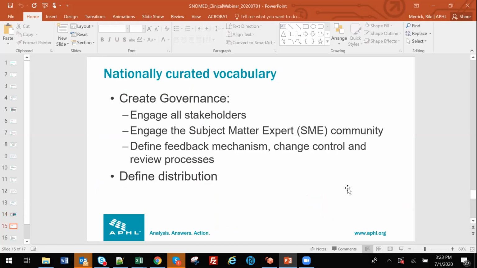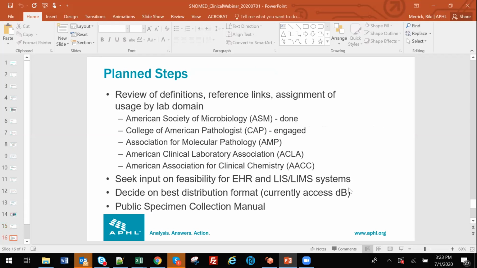So we're working on creating governance for this. We've engaged a lot of stakeholders. We've definitely engaged the subject matter expert community. What we haven't quite done is define a feedback mechanism and a change control and review process. We have done that for other things, but not for this specific table. And the other important thing is to define distribution. This is where I was when I emailed Jane and said, I'm looking for a home for this resource. What could we do?